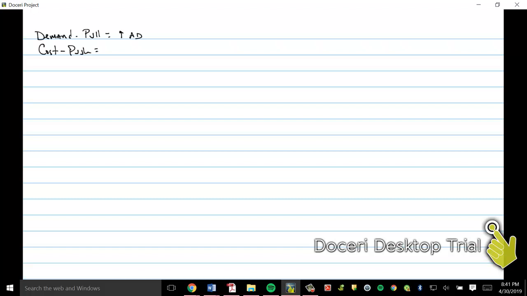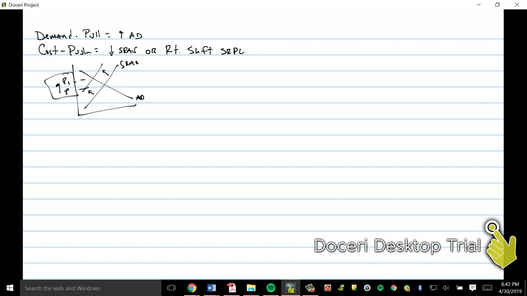Next, cost push. Cost push inflation happens when there is a decrease in the SRAS. Or, what else can change? A right shift of the SRPC. Way to go, Darius. So let's just quickly graph it. We're going to graph first. This is AD, SRAS. When this curve shifts to the left, we end up with an increase in price level. That's the aggregate demand, aggregate supply curve. That's cost push inflation.